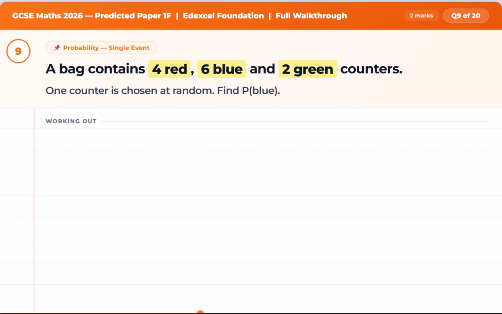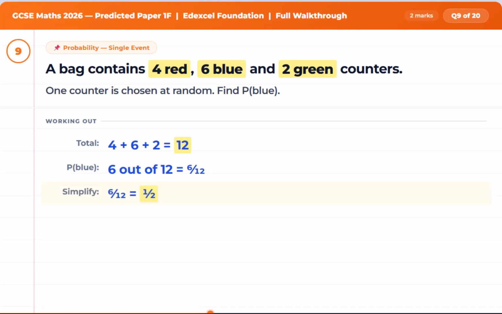A bag contains 4 red, 6 blue, and 2 green counters. 1 counter is chosen at random. Find the probability of choosing a blue counter. Total number of counters. 4 plus 6 plus 2 equals 12. There are 6 blue counters out of 12 total. Divide top and bottom by 6. 6 over 12 simplifies to 1/2. The probability of choosing a blue counter is 1/2.